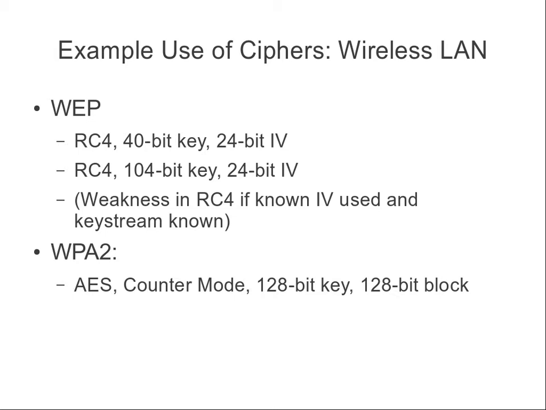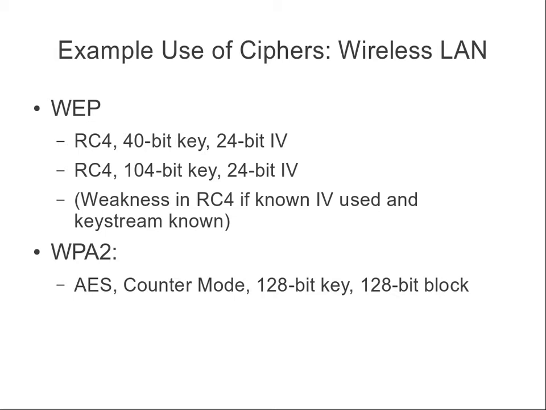It uses RC4, and we're going to see an example of RC4 and go through some details in the next topic on stream ciphers. RC4 is a stream cipher, and there are two variations. There was a 64-bit RC4, which used a 40-bit key that the user chose, and a 24-bit known initialization vector, and then the 128-bit version, which used a 104-bit key. We'll go through RC4 and may, if we have time, return to the problem with WEP. It's related to RC4 and how it's used.